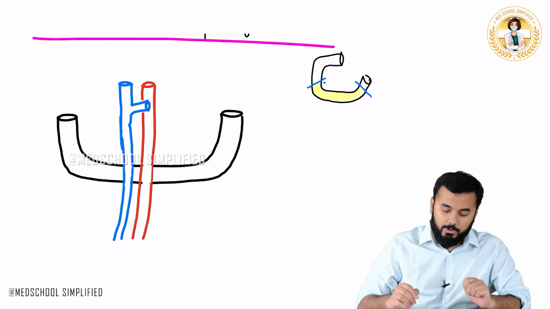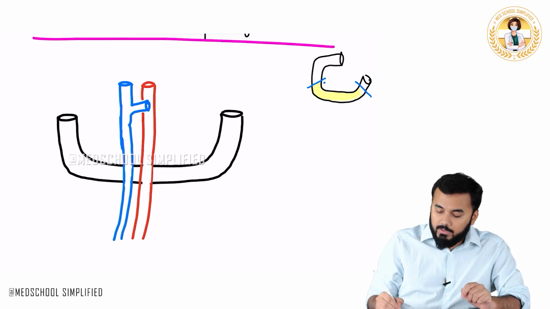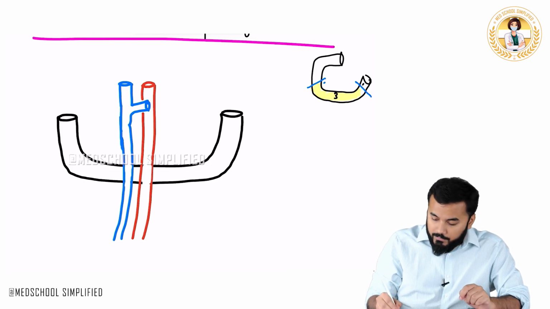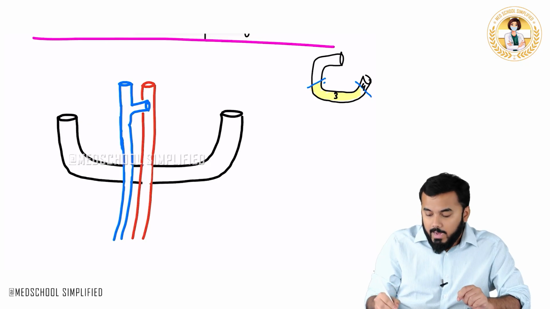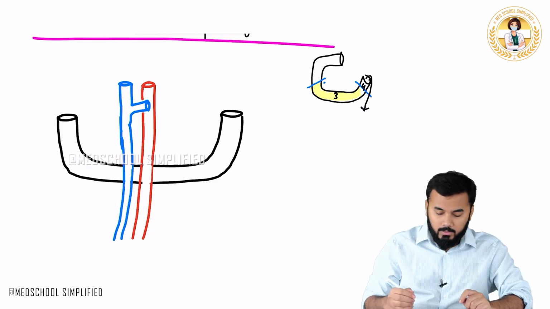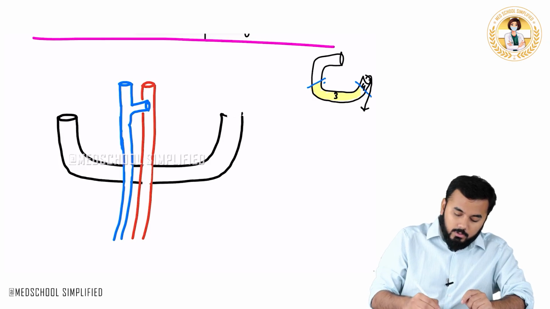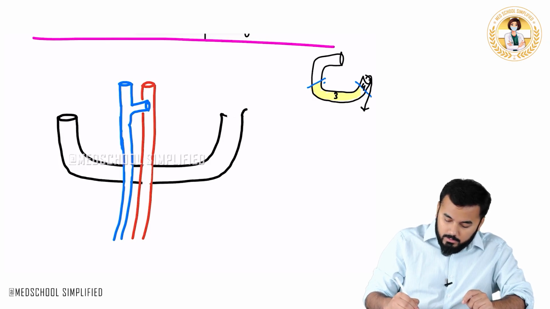Next important thing. Now look at this picture over here. If this is the third part of the duodenum, then obviously this will be the fourth part of the duodenum. And after that, what is the continuation? After the duodenum, we have the jejunum. So exactly here you are twisting it like this so that the jejunum is formed.